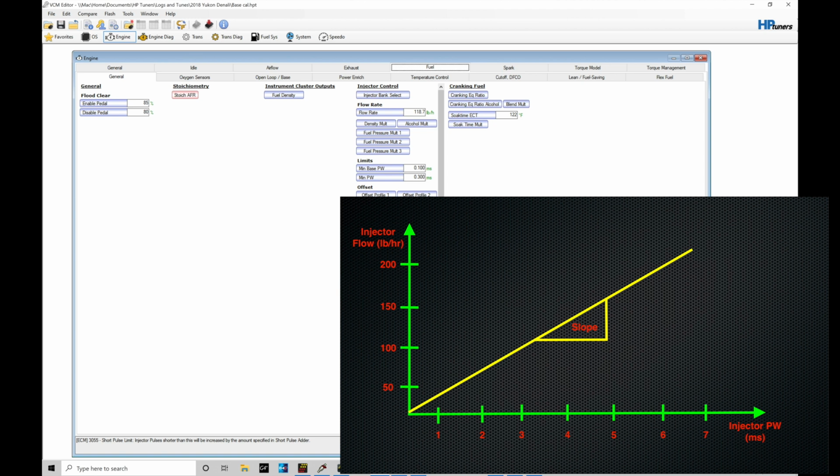Now what we need to take away from this is that the value that we're finding right here in this flow rate value, we can see it's represented here as 118.7 pound per hour. That's telling the engine control module that this is what the injector we have installed is going to flow. This is also in programming language known as the injector slope, or the rise over the run. So let's understand how this is actually going to work.